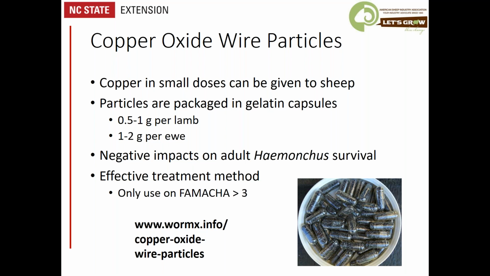Out of fear that the worms might develop resistance to these copper oxide wire particles, it is only recommended that we use those on FAMACHA score greater than 3 individuals. So just like we would only deworm the high FAMACHA score individuals, we only want to use the copper oxide wire particles on those high FAMACHA score individuals as well. There's no documented resistance to copper oxide wire particles that I'm aware of, but out of fear that that could develop at some point, we want to make sure this remains as effective a treatment as possible. And so we want to only treat those animals that truly need it.